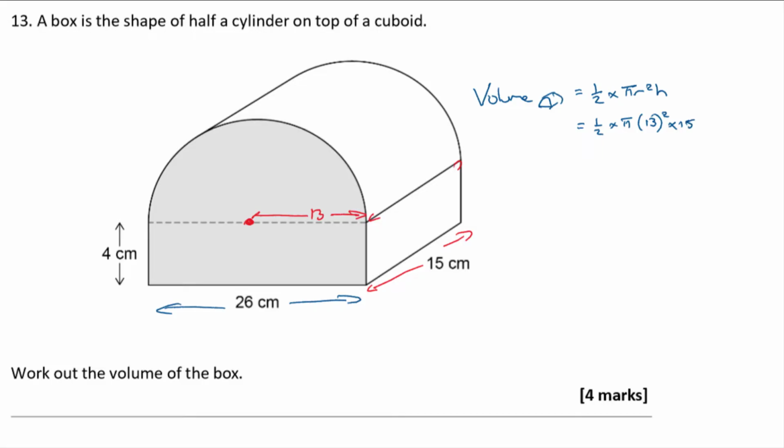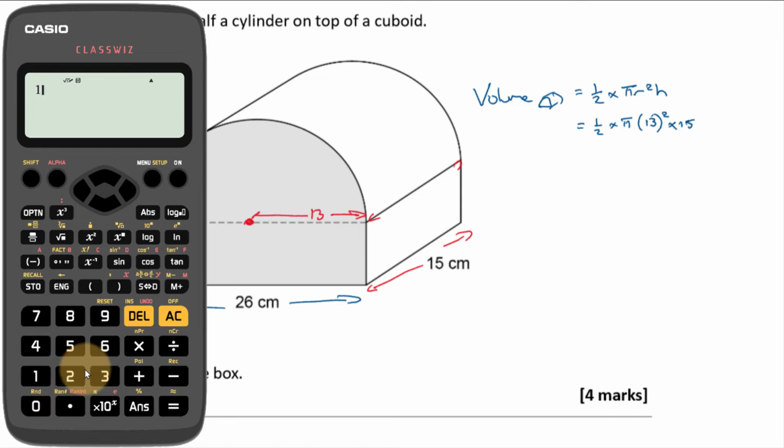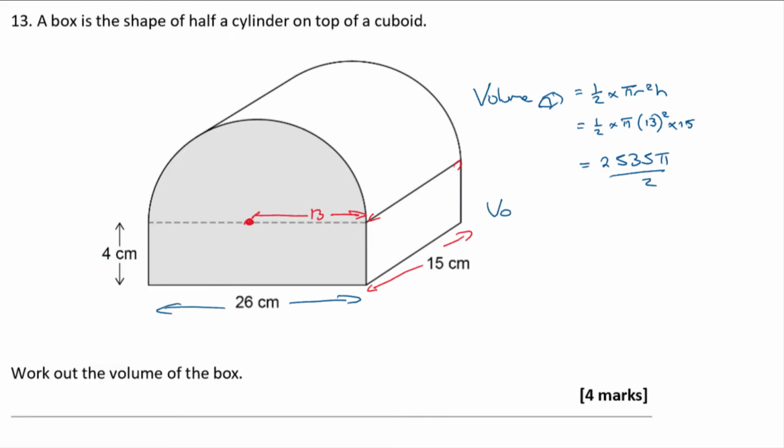Okay, I'm going to leave the answer in terms of pi because I'm not quite done yet. So I'm going to get 13 squared times 15 divided by 2. That comes out to be 2535 pi over 2. I'm just going to leave it like that because I need to work out the whole volume. So I need to add on the cuboid, which I'll do in a minute.